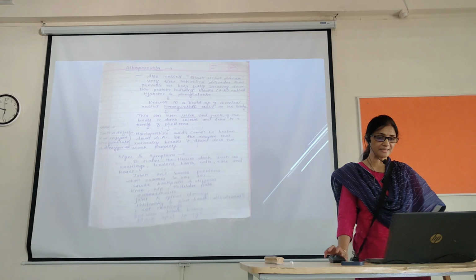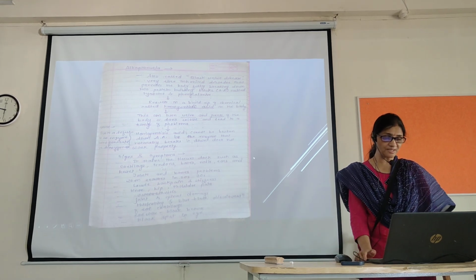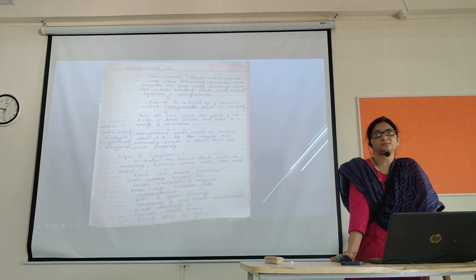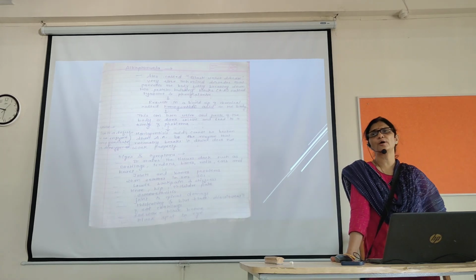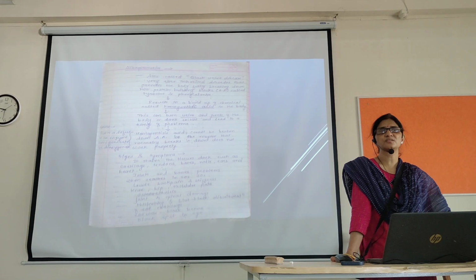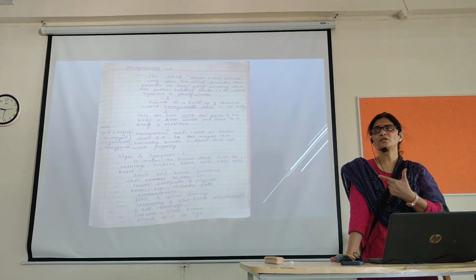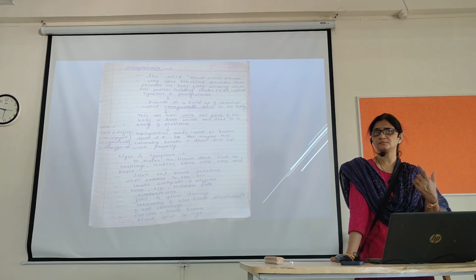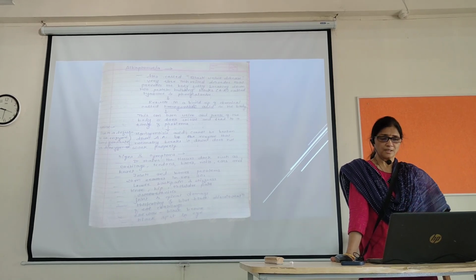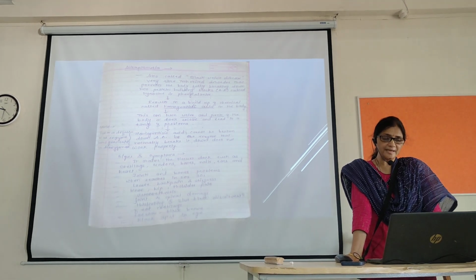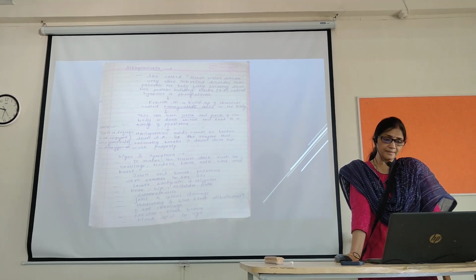So the signs and symptoms are that it stains the tissue dark. Any tissue of the body it stains dark. Stains means it gives a dark color to the whole tissue and body parts. Such as cartilage, tendons, bones, nails, ears and the heart.